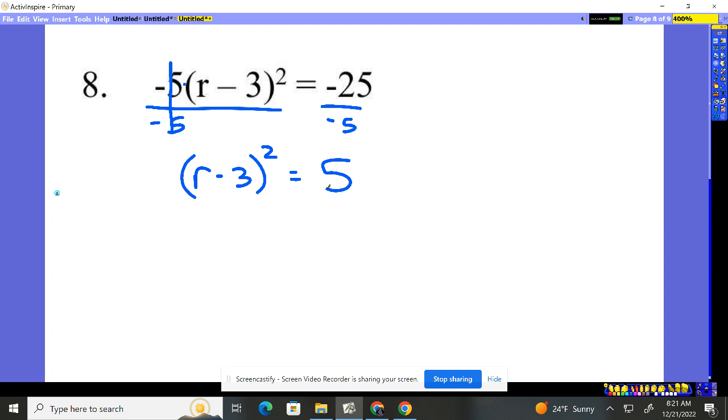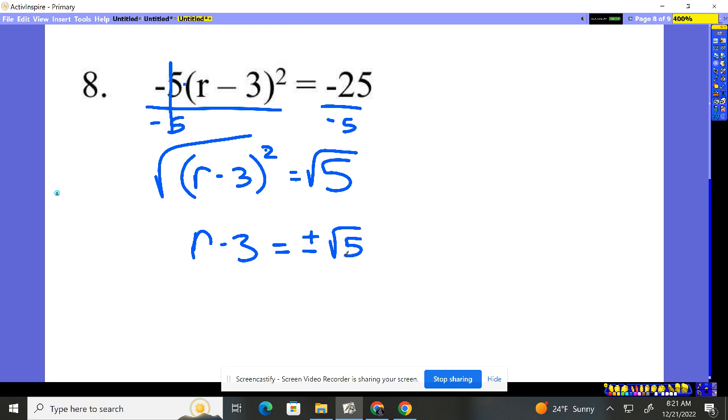How do we get rid of the square? Well, we take the square root. Now, this answer is not gonna be pretty. That's an r minus 3. So take the square root of a square, it goes away. It's just simply whatever the square root of 5 is, and it's gonna be the positive part or the negative part, and we're just gonna leave it as a plus or minus square root of 5.